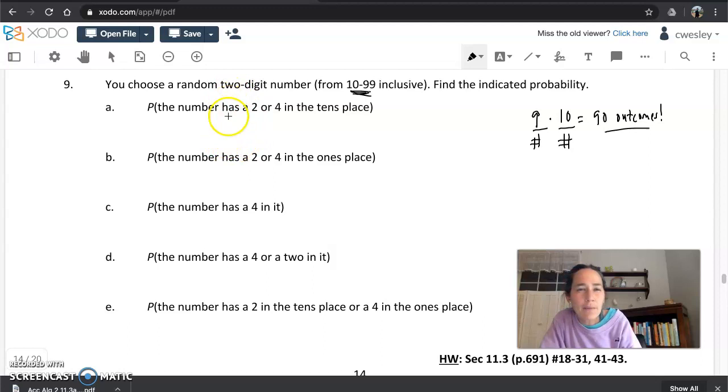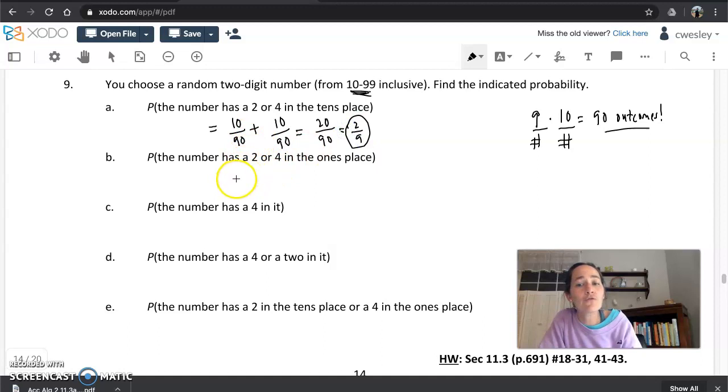It says probability the number has a 2 or a 4 in the tens place. Let's add up all the 20s. So there's 10 values out of that 90 that are 2 something: 20, 21, 22, 23, 24, 25, 26, 27, 28, 29. And that's it. That's 10 of them, right? There should also be 10 that are in the 40s. 40 through 49 is 10 more of them. And we haven't included any overlap here. It's 20 over 90, and you get 2/9.